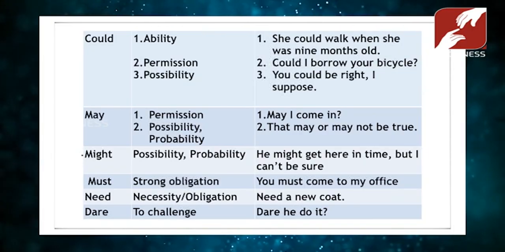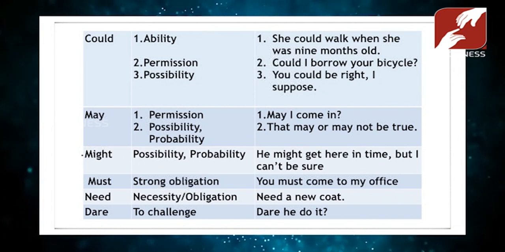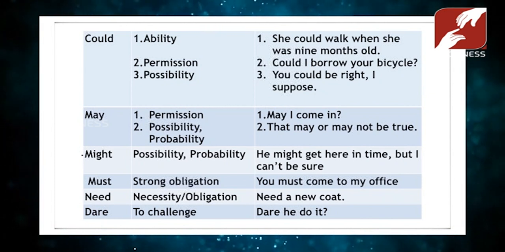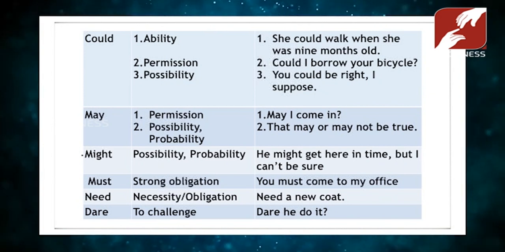The very first usage is to express an ability or to express a talent. For example, she could walk when she was 9 months old. She could sing when she was 4 years old. So we can use this could in order to denote a type of ability or talent.